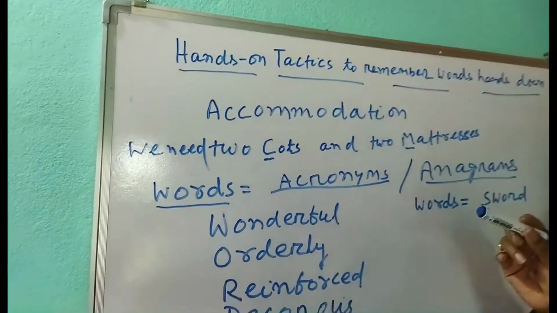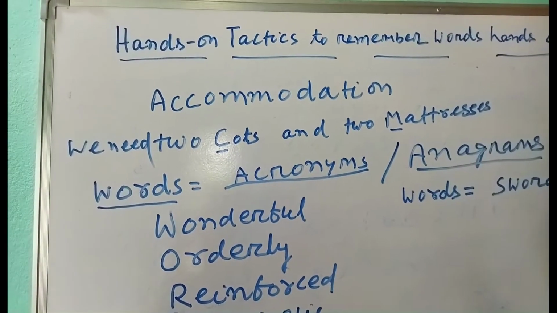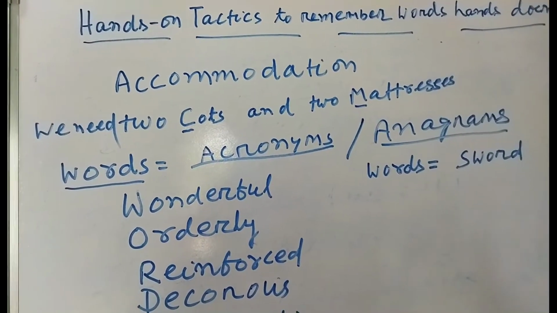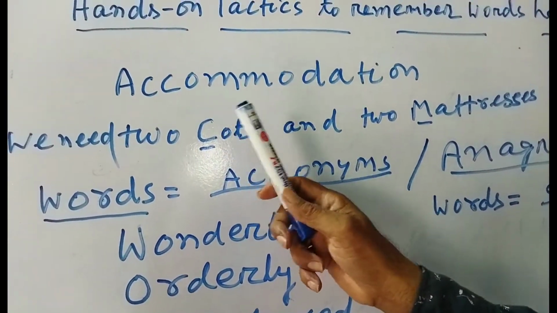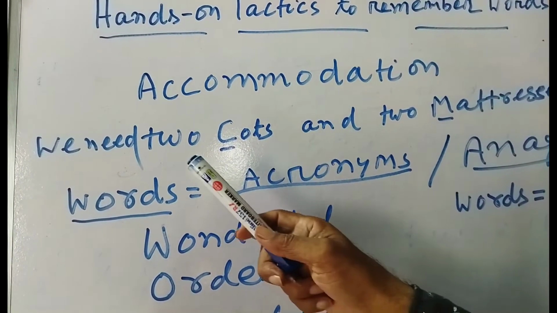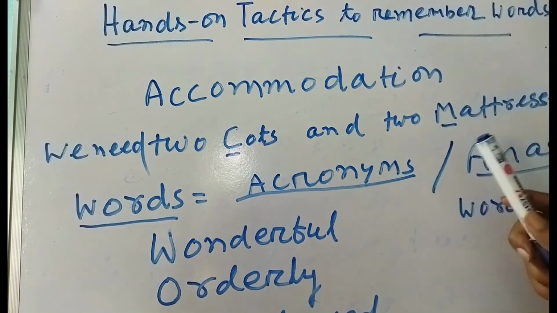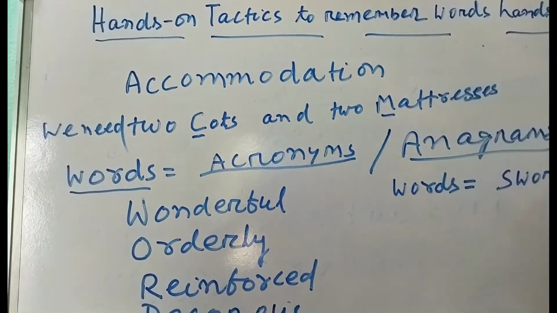I have given some examples of how to memorize. Suppose accommodation. Many students are confused whether to use one C or two C's, or one M or two M's. Accommodation. So remember, we need two cots, beds, and two mattresses. So double C, double M.